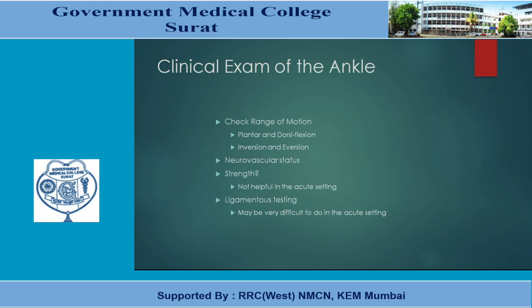Now, the range of motion. Always check the range of motion. Which range of motion? Plantar flexion, dorsiflexion, inversion and eversion. Neurovascular status. Which nerve and which vascular component arise in the ankle joint? The first is the dorsalis pedis artery which is between the first and second metatarsal and the posterior tibial artery just 2 cm below the medial malleolus. Strength is not helpful in acute staging and ligament testing is difficult.